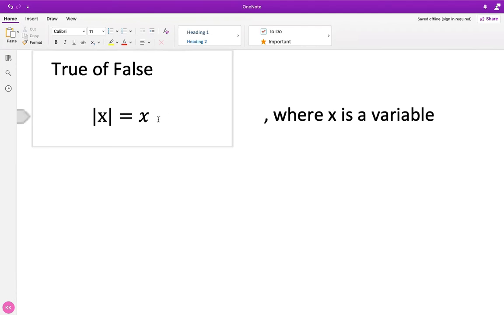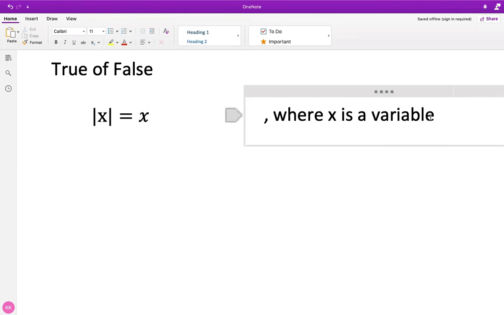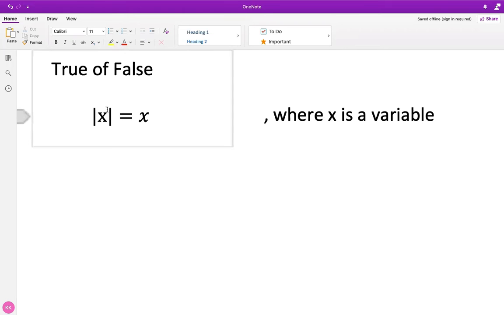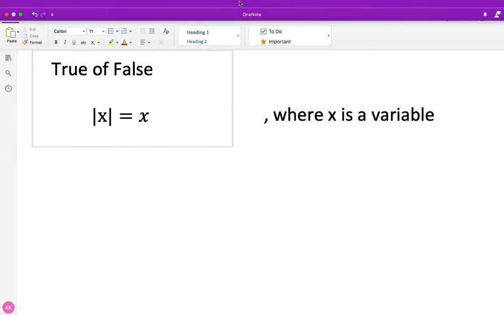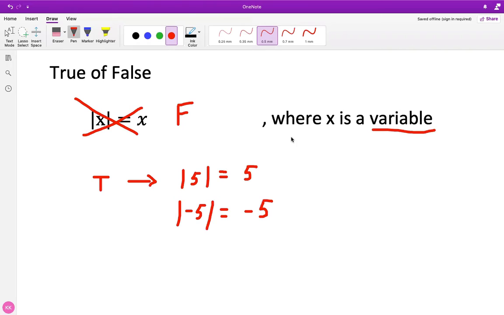I'm going to move on to the main topic I want to cover in this video: what is the absolute value of x? The absolute value of x, where x is a variable. I'm asking if the absolute value of x equals the number itself. I want to give you some time to think about this question, so please pause the video and think about it carefully. Please pay attention to the question.